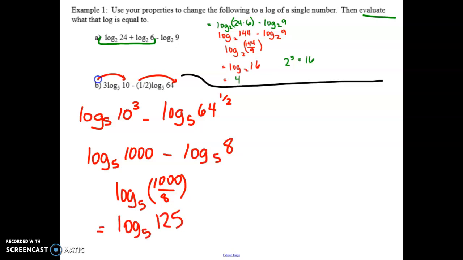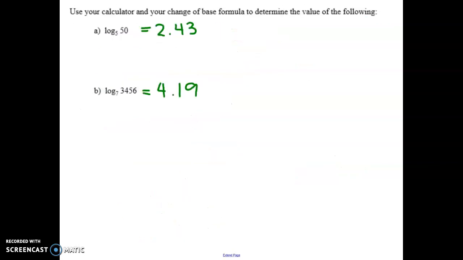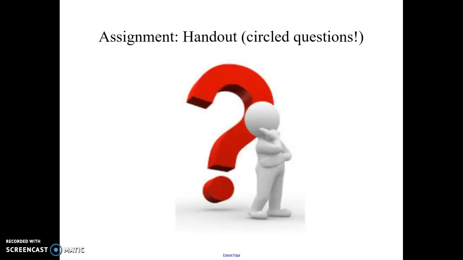Now this is where we should evaluate. So think, okay, 5 to what power gives me 125? 3, right. So my answer to this whole thing is 3. So when you did the change of base formula, you should have got 2.43 for the first one and 4.19 for the next. So for the assignment then, you can work on the handout provided.